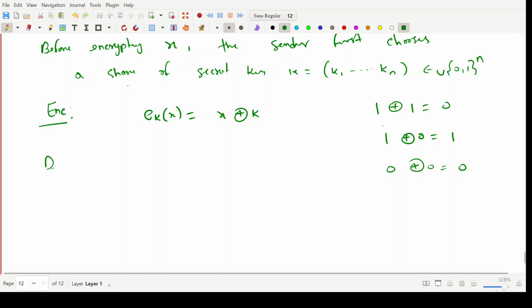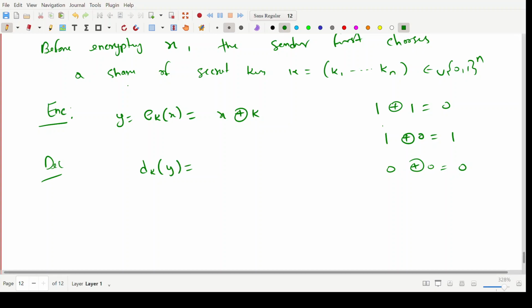In the case of decryption, what happens? After getting the ciphertext, that is Y, the receiver will XOR Y with the key K, and they will get the decryption of Y. The plaintext will be obtained. So it is very simple. See, for every encryption your key will be used one time. That's why it is called one-time pad.